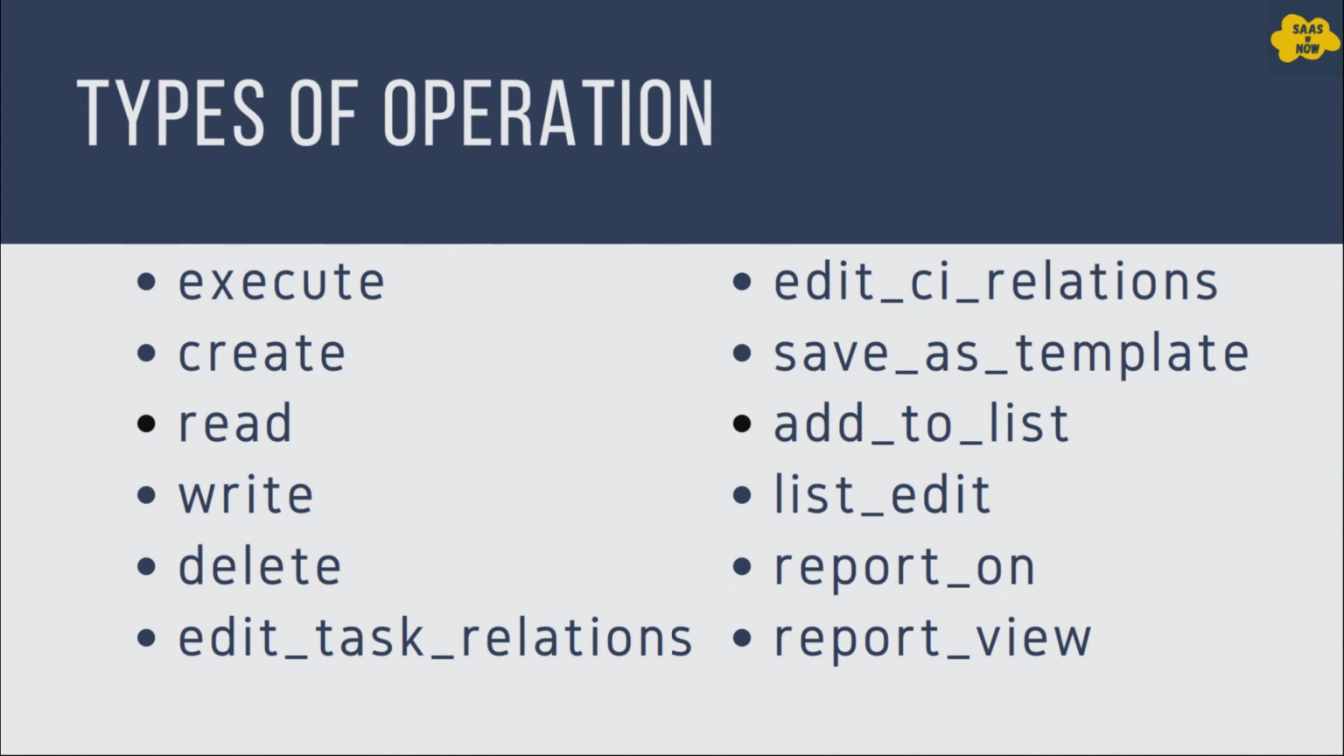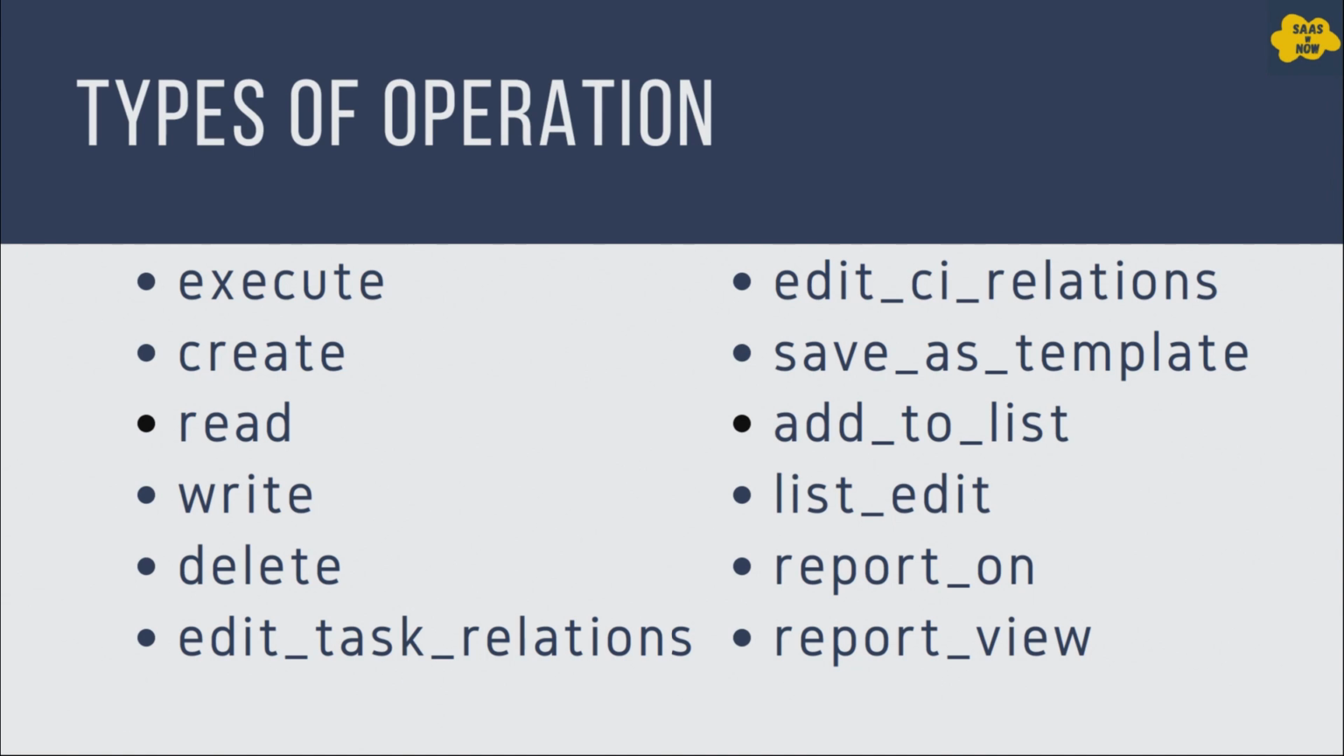Next is read, which is selected to restrict or provide read access for the records and fields. Then you have the write operation, which is selected to restrict or provide edit access for records and fields of a table. Then you have the delete operation, which is selected to restrict or provide delete access for records and fields in a table. So if you want to restrict a few users so that they cannot delete the records of the table, in that case you can definitely select the delete operation.